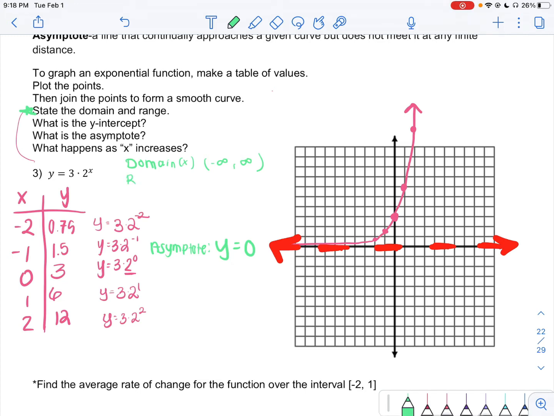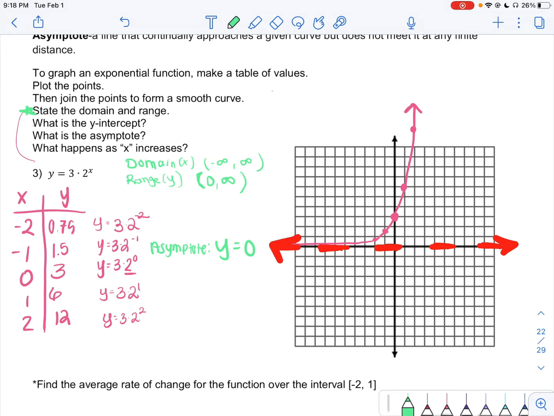Our range is our y value, so we look from bottom to top of our graph. Well, we have nothing down here, and remember our curve is going to get closer and closer to 0. But since it's never touching 0, I'm going to put a parenthesis 0. And then bottom to top, on the top, it's going to be all infinity y values. Okay, so that's your domain and range.